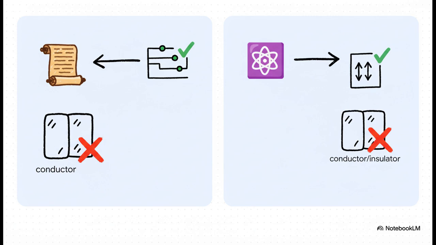Then came the quantum free electron theory. This was a step up. It brought in some really important quantum rules, like the Pauli exclusion principle. But it still couldn't explain the big picture. It couldn't tell us why we have these three distinct groups: conductors, insulators, and semiconductors. The core mystery was still unsolved.